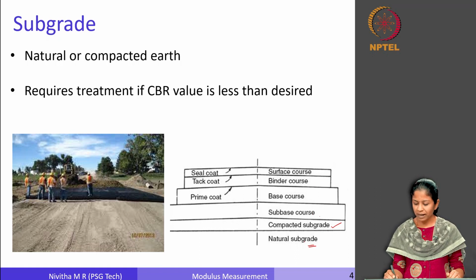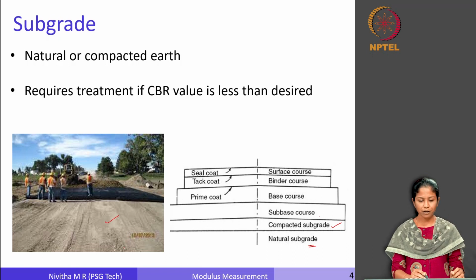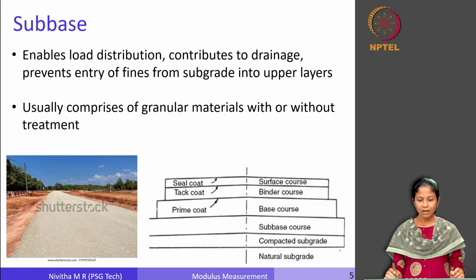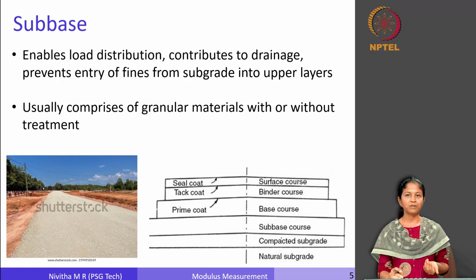Now, what is this subgrade made of? This subgrade is nothing but natural or compacted earth, as you can see here. It is mostly soil, and if the CBR is less, it might require some kind of treatment. Now, let us move on to the next layer, which is the sub-base layer. This sub-base layer enables load distribution, it contributes to drainage, and one of the important functions of this layer is to prevent entry of fines from the subgrade into the upper layers.